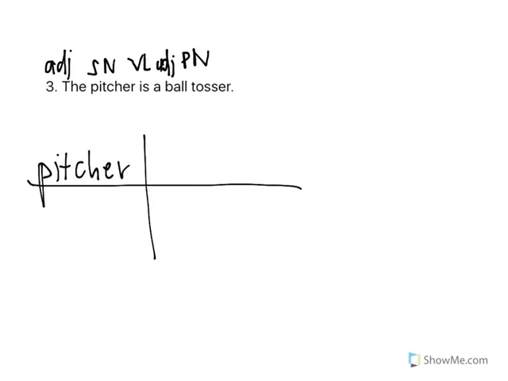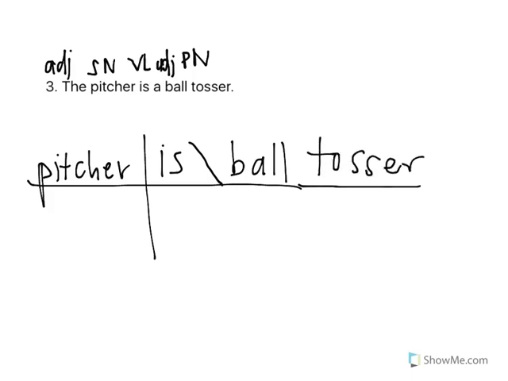Pitcher is, because that is our verb. Now, when you're diagramming a linking verb, you do like this, and I will tell you why. Because we're trying to draw out our sentences, and you see, this sideways line is almost acting as an arrow, so this points back in this way. Ball tosser is pitcher. Pitcher is ball tosser.